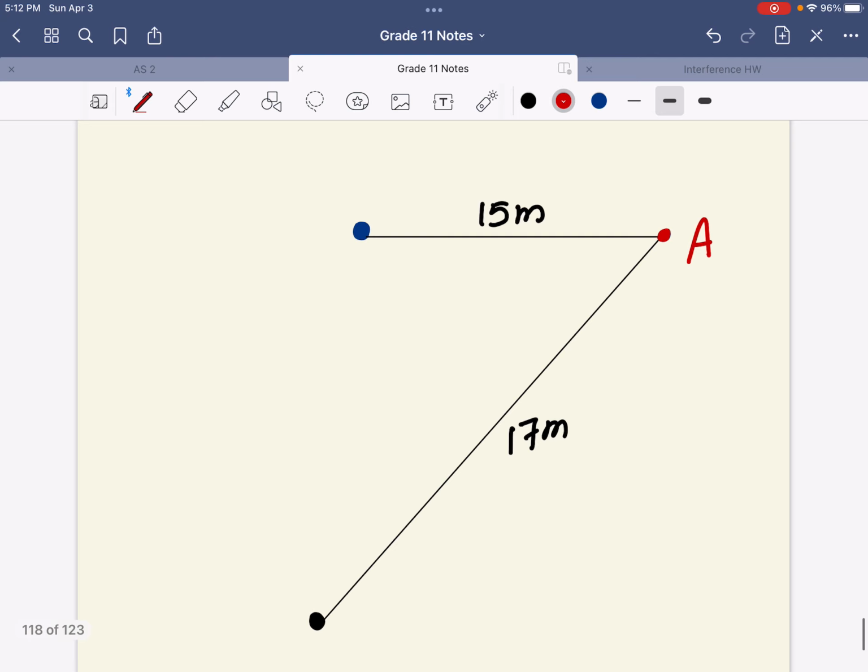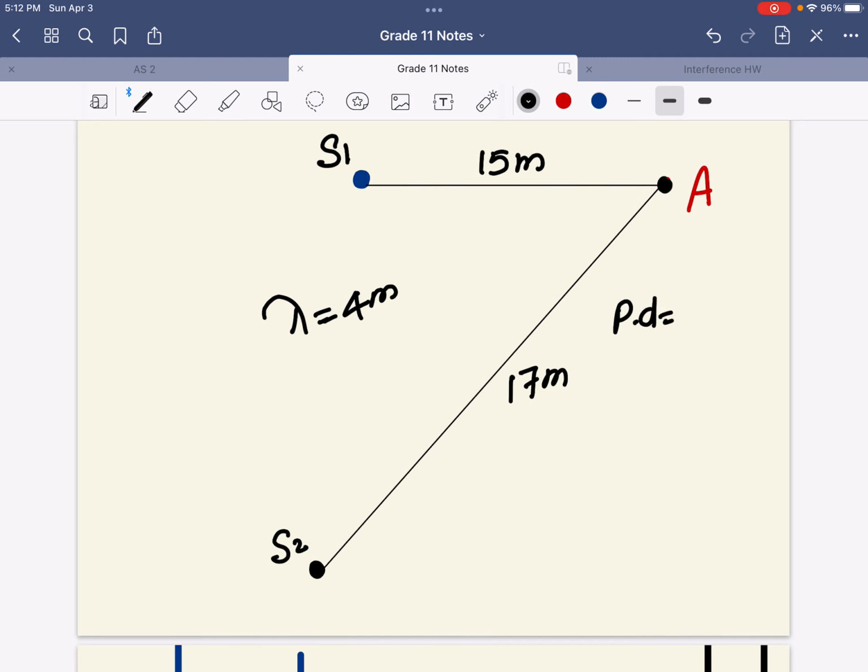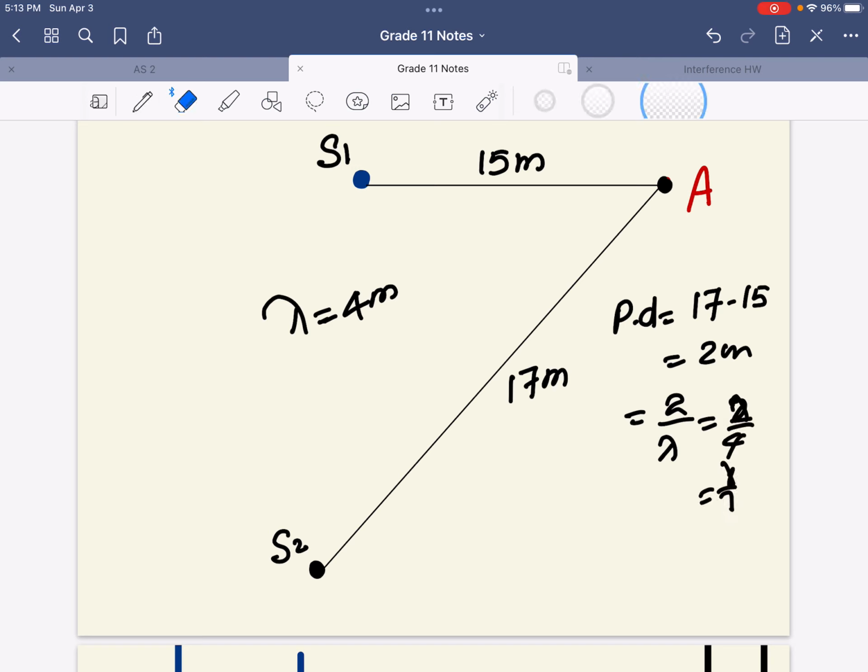Have a look. Let's think there are two wave sources. This is source 1, this is wave source 2. Let's think both of them have the same wave, with a wavelength of 4 meters. I ask what happens at point A. Obviously, we learned the path difference here is 17 minus 15, 2 meters, which is half lambda, since 2 divided by 4 is half. So we call this a destructive place.